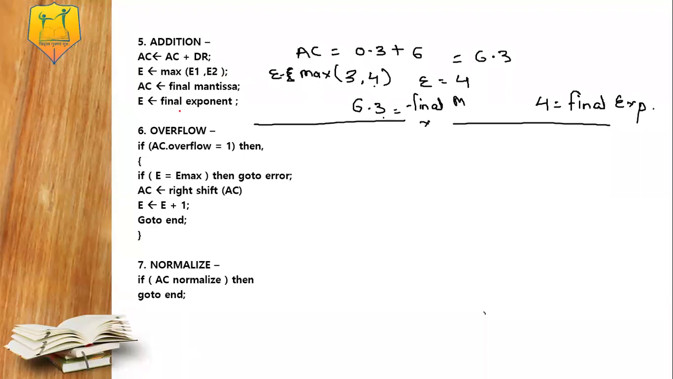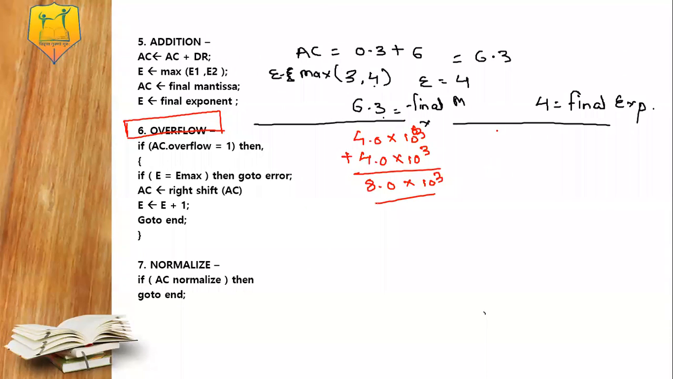Okay, fine. Now this is the important part, overflow. What is overflow? First, understand what the overflow concept is. If it is like 4.0 into 10 raised to 3 plus 4.0 into 10 raised to 3, it's a simple one. The answer is so simple, it is 8.0 into 10 raised to 3. Yes, it is right. Perfect.